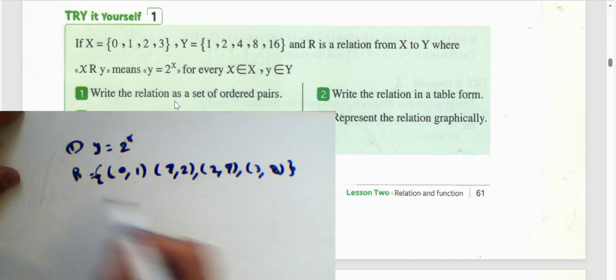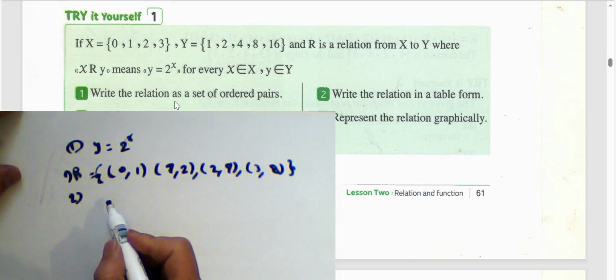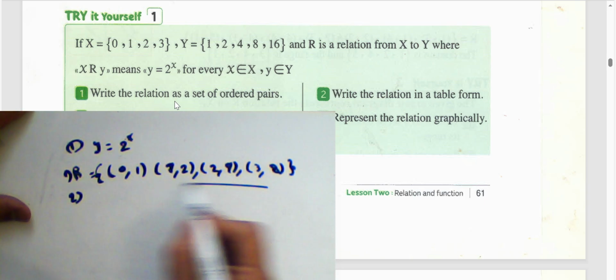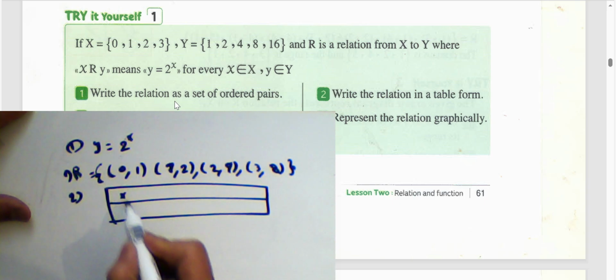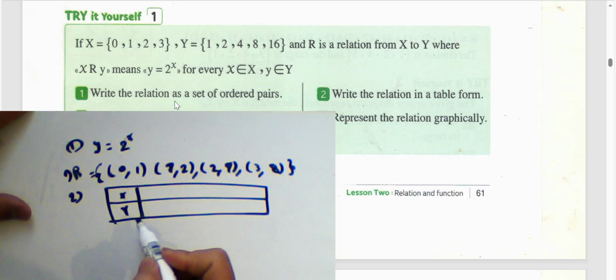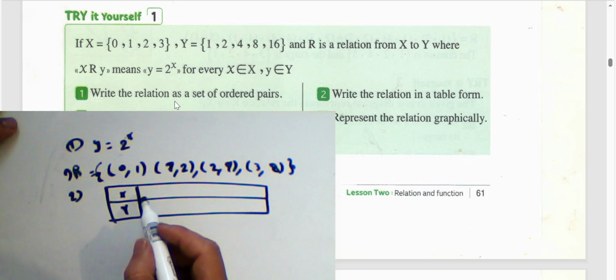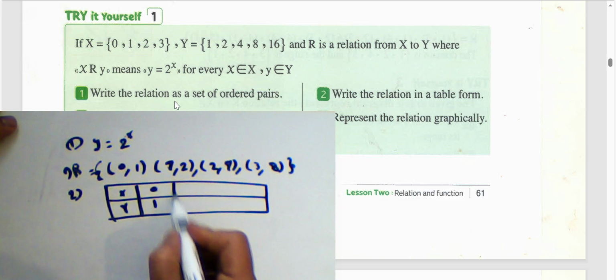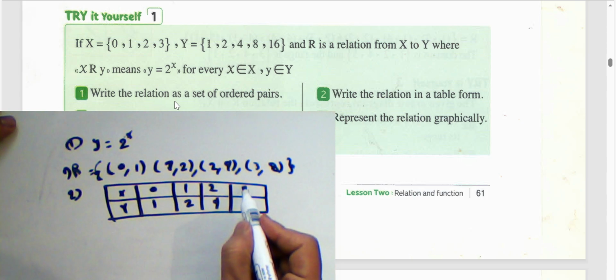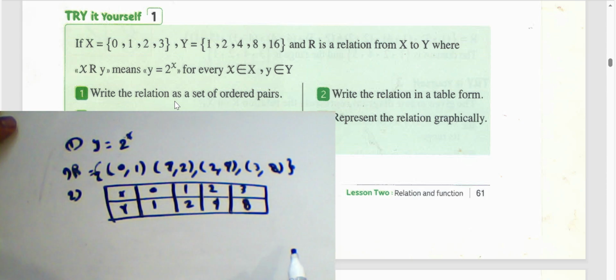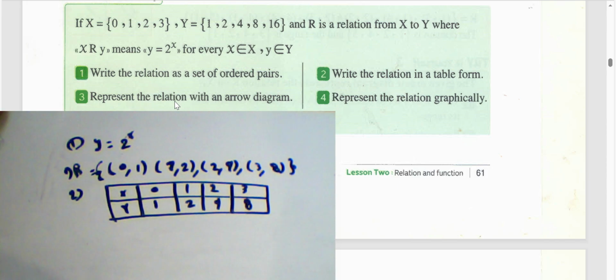This is number 1. Number 2, write the relation in a table. We can draw a table like this and write x and y. X was 0 and y was 1, 1 was 2, 2 was 4, and 3 was 8. This is number 2. Number 3, represent by arithmetic.